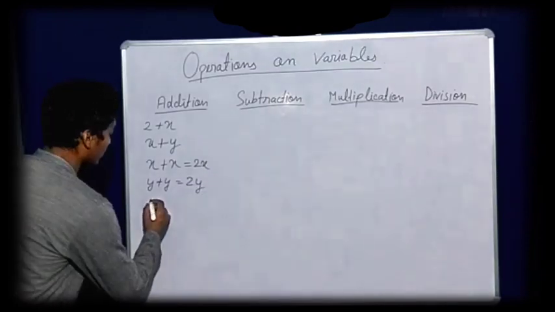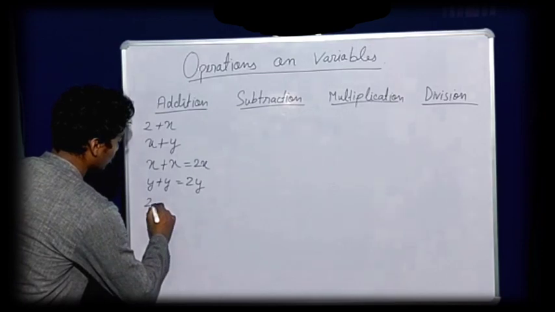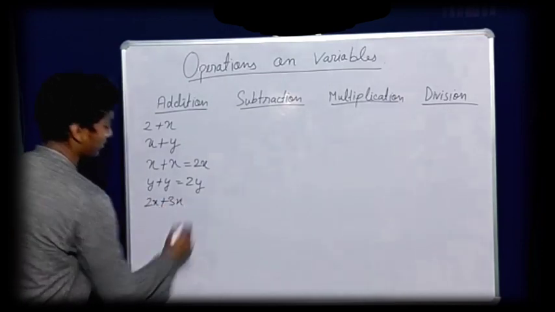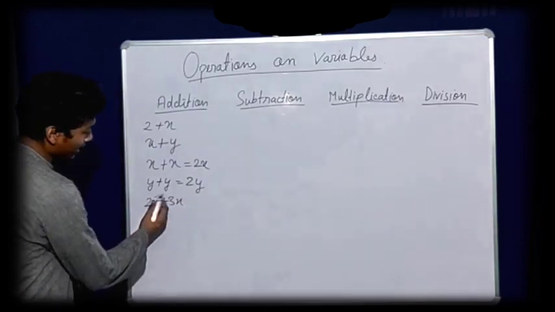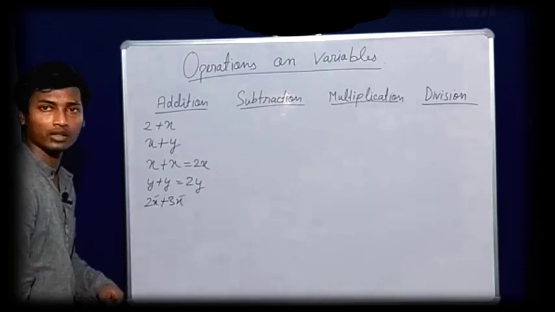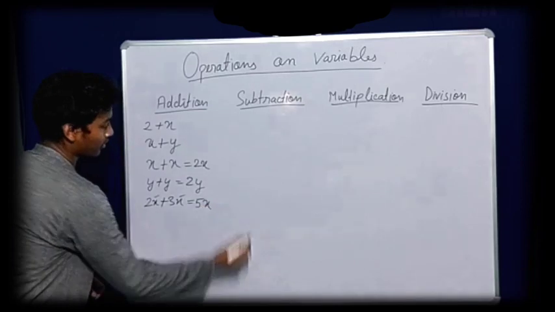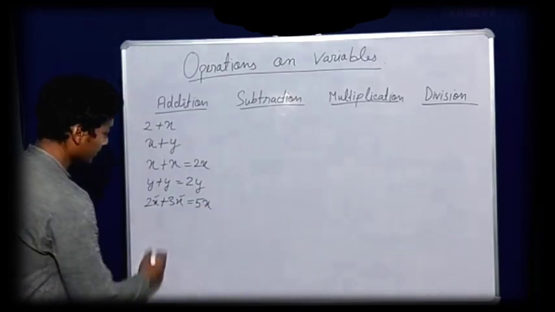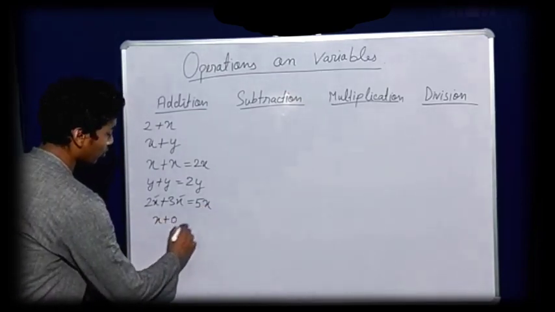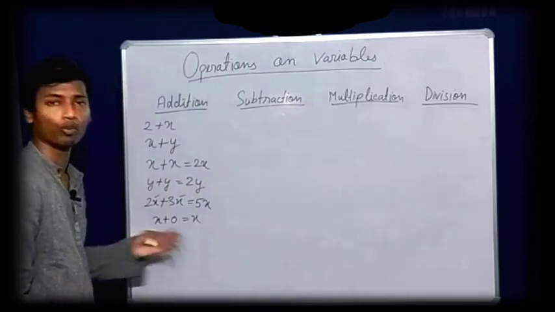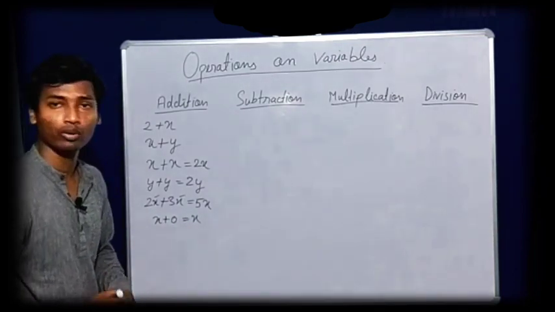Clear? If we add 2x plus 3x, here it has the variable x, this also has the variable x, so both have the same variables, so it will be 5x. Then x plus 0 will give you x, or 0 plus x will give you x.